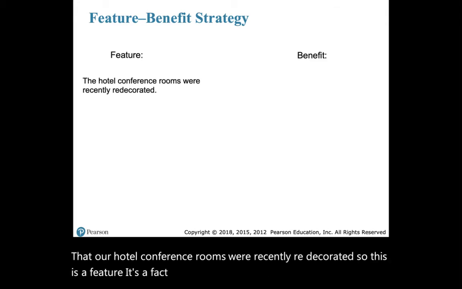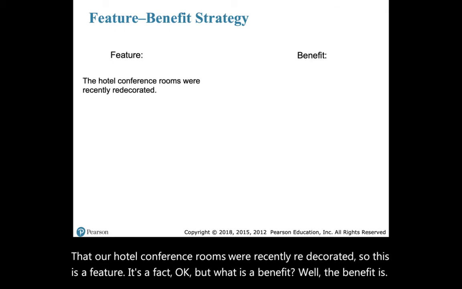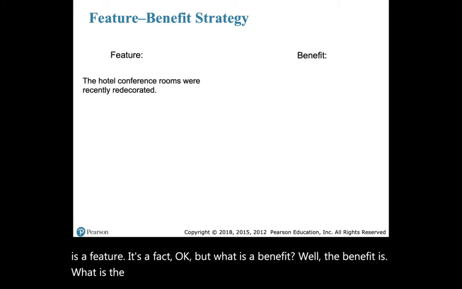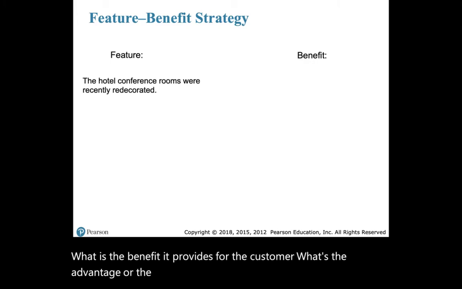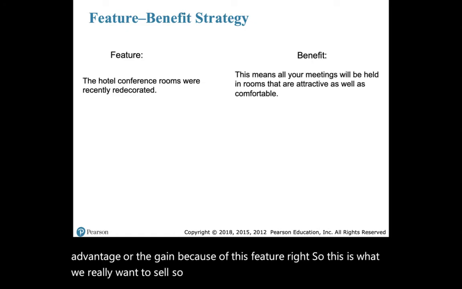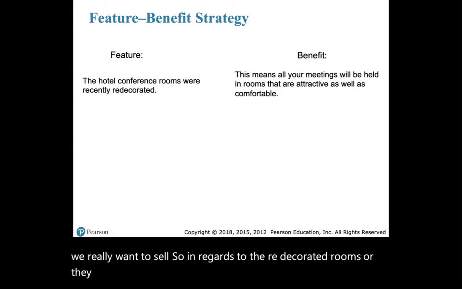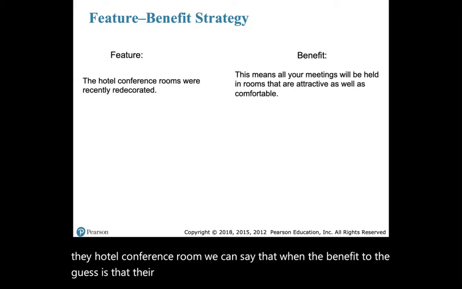But what is a benefit? Well, the benefit is what the feature provides for the customer. What's the advantage or the gain because of this feature, right? So this is what we really want to sell. So in regards to the redecorated hotel conference rooms, we can say that the benefit to the guests is that their meetings will be held in an attractive and comfortable location.